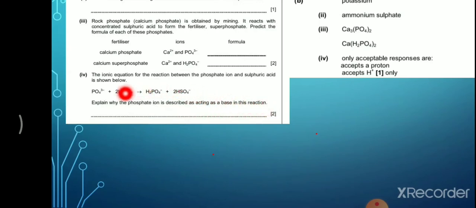So you need to know what is acid and what is base. According to Bronsted-Lowry, an acid is a substance which donates a proton. What is a base then? A base is a substance which accepts a proton, accepts H plus. These 2 points you have to write here.